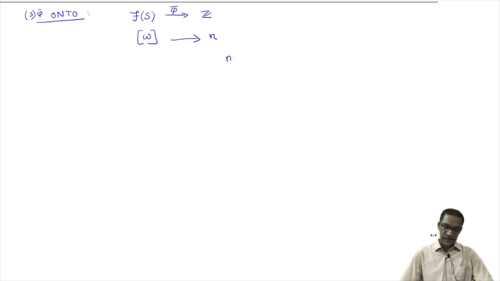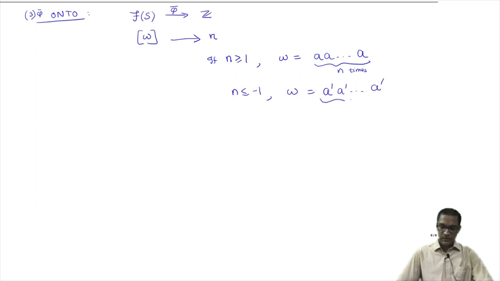So observe, if n is at least 1, then what is this word which maps to the number n? I can take W to be the word which has A A A A A occurring n times. Okay, if n is negative, if n is minus 1 or lower, I can take the word which looks like A prime, A prime, A prime, and so I should take minus n times, or modulus of n times.